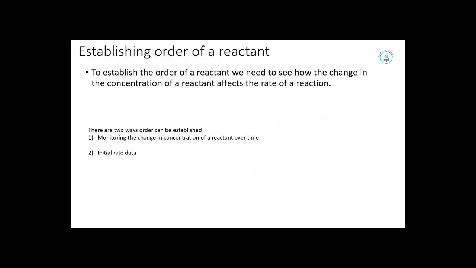So we're going to talk now about, we know what order means and the impact it has on the rate of reaction. We're going to look at the 2 ways we can establish the order of a reactant. Like I say, you can look at changing concentration of a reactant over time, or the second method is what's called using the initial rate data. I'm just reiterating, as we said earlier, order is not established from the balanced equation. Just like the rate constant, which we'll look at later, it's got to be found experimentally.